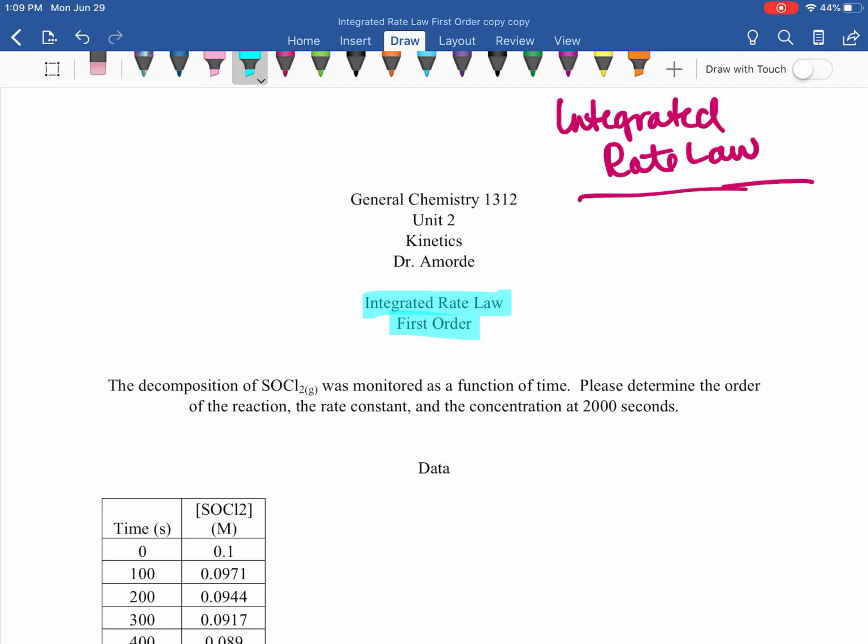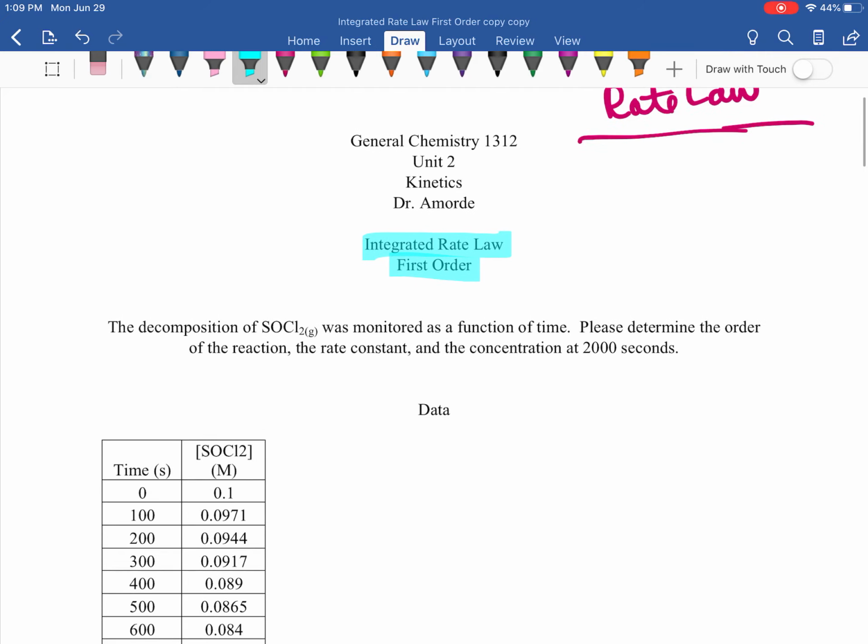law problem. And the first thing I'm going to do is I gave us a sample problem from a textbook. We're going to look at a specific decomposition of thionyl chloride, and we're going to monitor it as a function of time. Okay, so just stop right there. That's giving us a hint. All right, look at our data set. We have time and concentration.